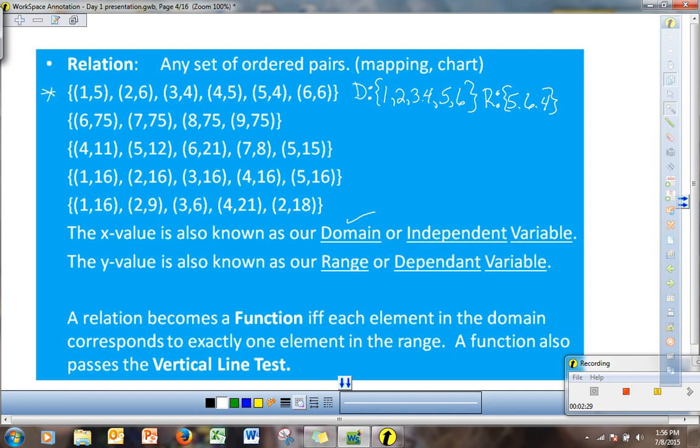So look at my first ordered pairs. I got 1, 5, 2, 6. See if this could happen in real life. On the first day of cross-country practice, I sent the guys team 5 miles. On the second day, I sent the guys team on a 6-mile run. On the third day, a 4-mile run. On the fourth day, a 5-mile run. On the fifth day, a 4-mile run. And on the sixth day, a 6-mile run. Even though that's a lot of running, that could happen in real life. So this one right here would be a function.